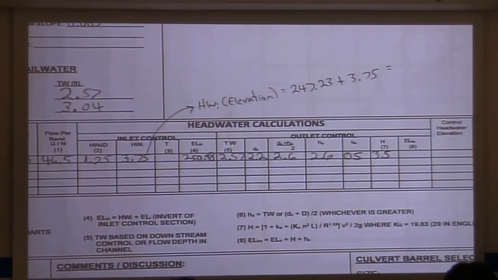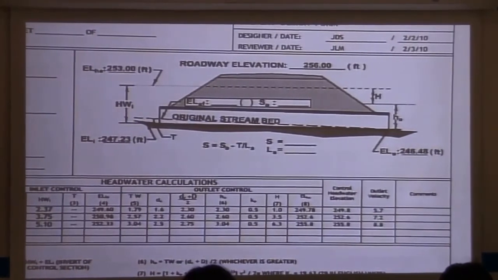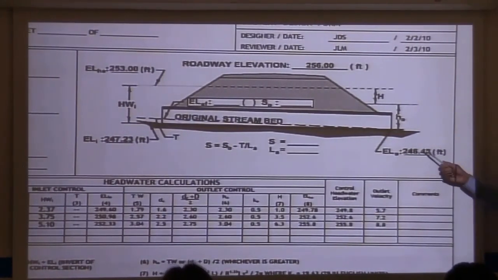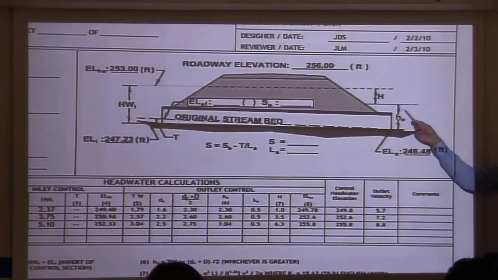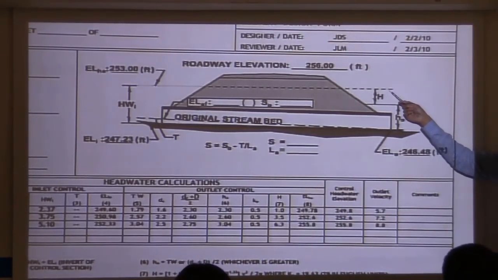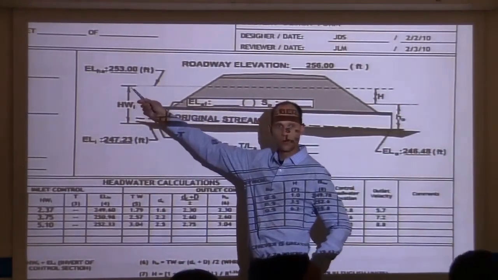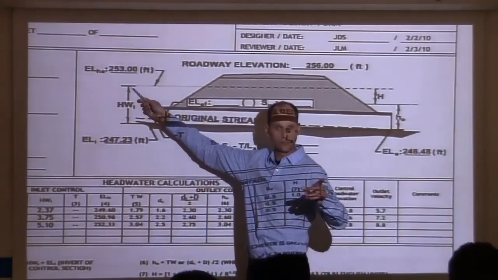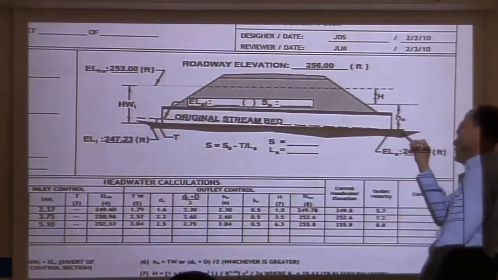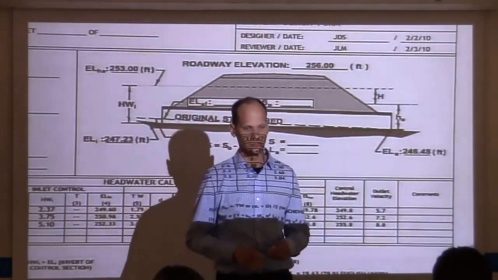So what do we need to do now? We go back to the figure that you should have here and say, well, we know this is that 246.48. We add on H sub O plus H, and that becomes our headwater. That's our headwater elevation because we started with an elevation here. That's our headwater elevation for outlet control. And so do that calculation.